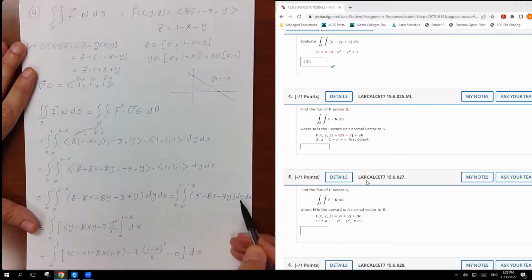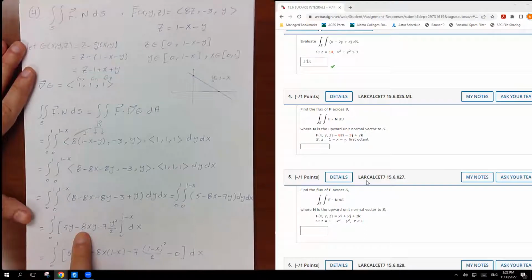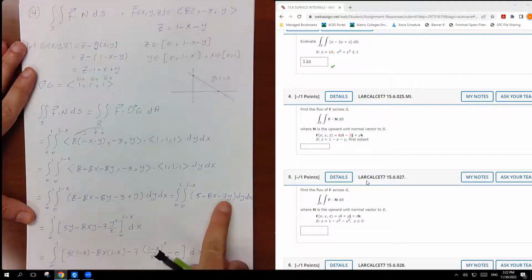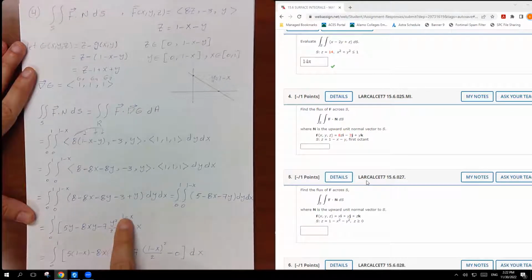Now let's do the integral with respect to y. So it's going to be 5y minus 8xy, and here is 7y, so it's going to be y squared over 2, from 0 to 1 minus x. Plug in 1 minus x here, so it's going to be 5 times (1 minus x) minus 8x times (1 minus x) minus 7 times (1 minus x) squared over 2 minus 0.